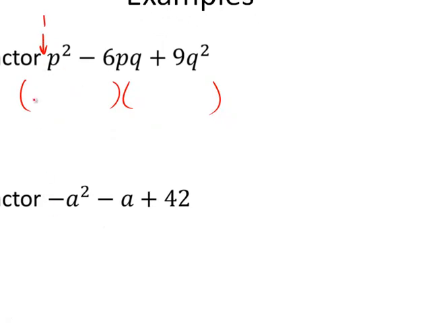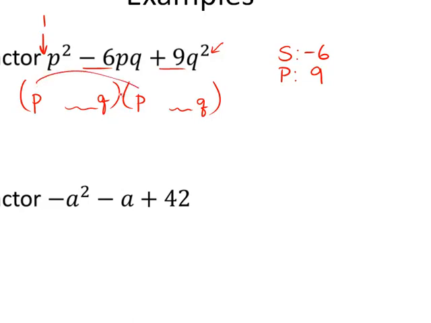So if you had p and p in the first position, you would get p squared for the first term. Great. Now you're going to need a number, which we will find using the sum and product. The sum is going to be -6 and the product is 9. But to get this q squared, we're going to need a q term in the second position. So notice when you take first times first, you'll get p squared.